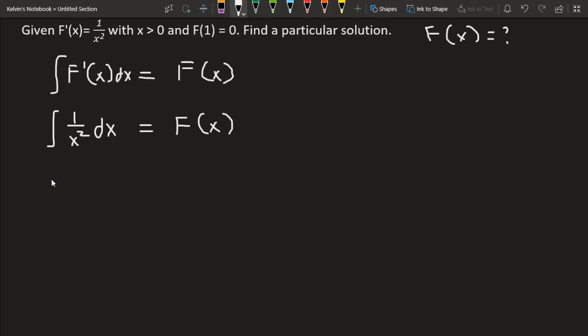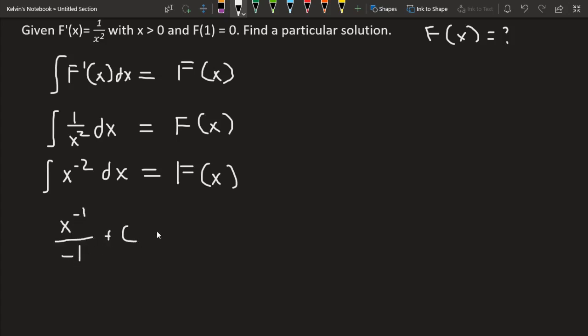So, in order to integrate this, we can actually rewrite this as x to the negative 2, with respect to x, is equal to capital F of x, and the integral of this would just be x to the negative 1 over negative 1 plus c is equal to capital F of x.